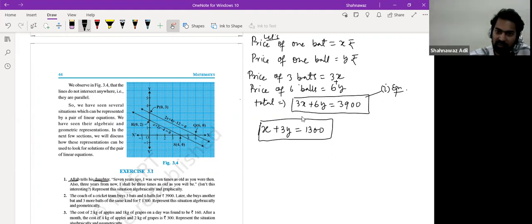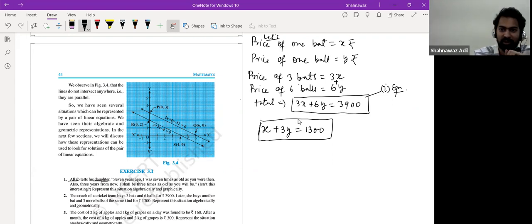Okay. Should we find the cost of the bat also? Yes. We don't have to solve this equation, right? Okay, yeah. So from the second exercise onwards, we have to find the solution of the linear equation.